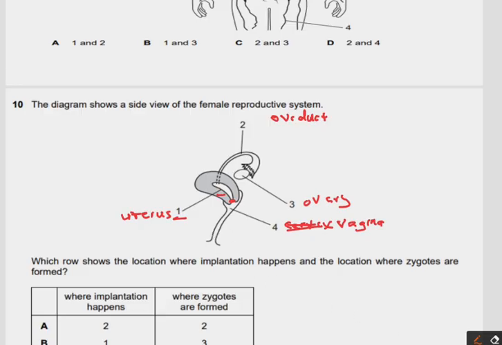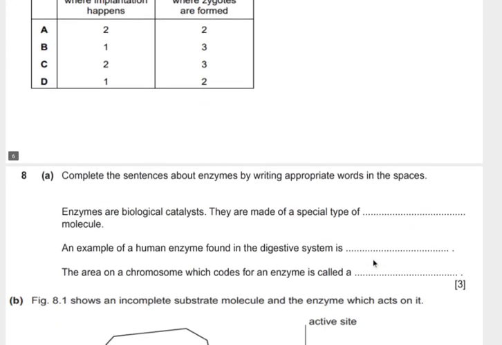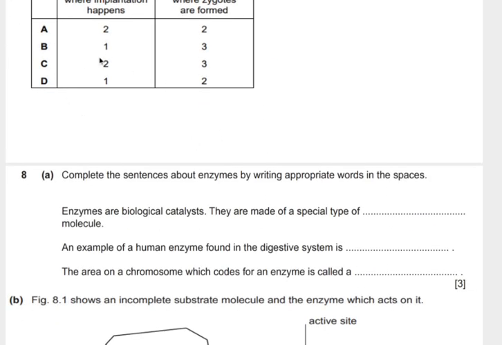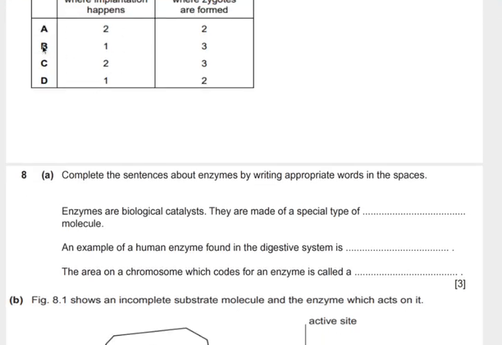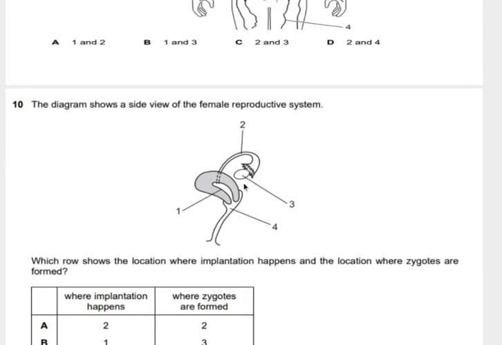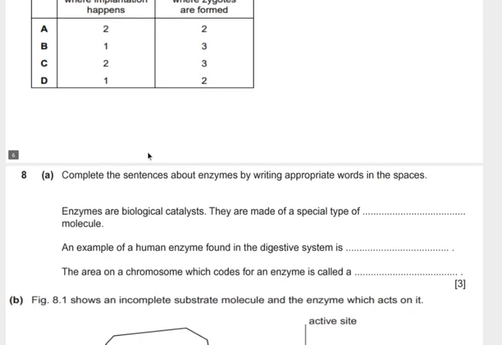So let's see what we have on C and D. On C and D we have 2 and 1. So of course, for the implantation, it should occur on 1. But what about where the zygote is formed? Where the zygote is formed is going to be 2. So that is very, very important to know. So it's going to be 2, which concludes to say the answer is going to be D.